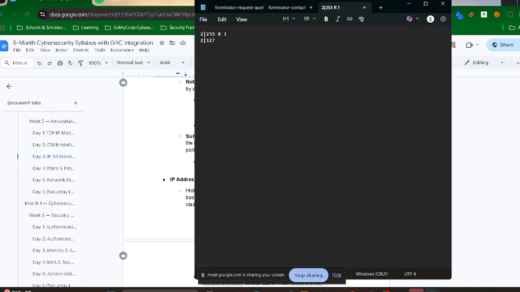127 divided by 2. What do we have? I think we should have 63 there. 63.5. That point 5 is remainder 1. Remainder 1, we'll put the 1 here. Then 2.